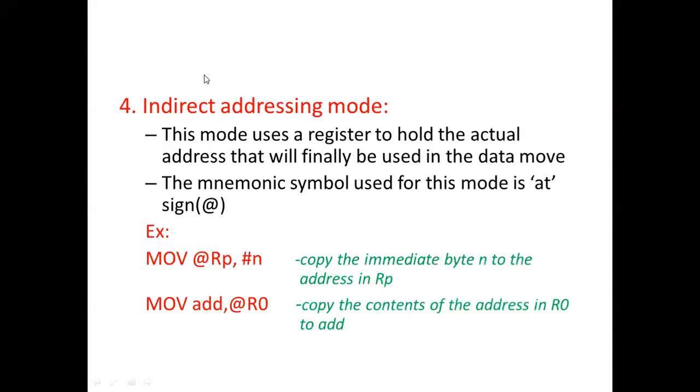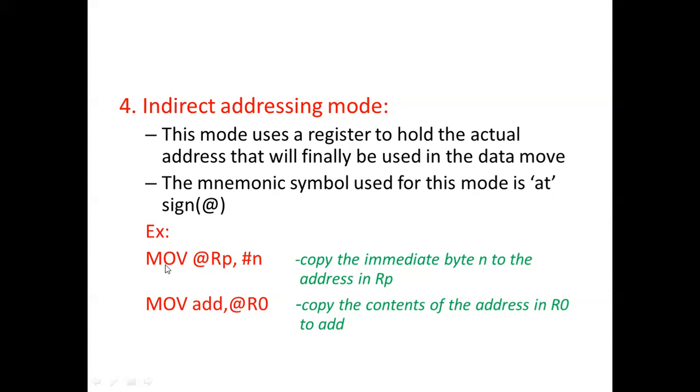And the last one is the indirect addressing mode, where the symbol used is the @ sign. Wherever you see this @ sign, that is indirect addressing mode. This mode uses a register to hold the actual address. It means the register holds the address where the data is stored or has to be moved. So @Rp represents the address in Rp, and @R0 represents the address in R0.